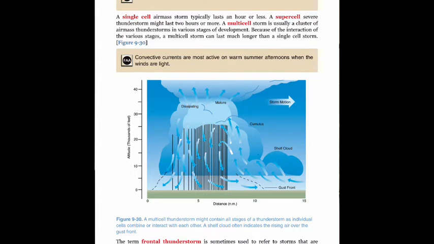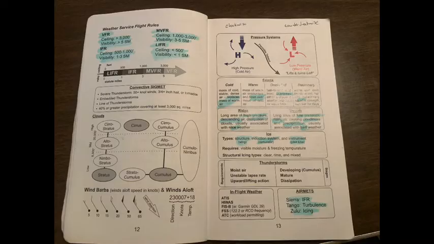The dissipating stage is 5 to 7 miles in height. It's characterized by strong downdrafts and the cell is dying rapidly.